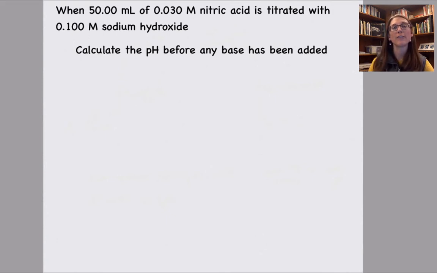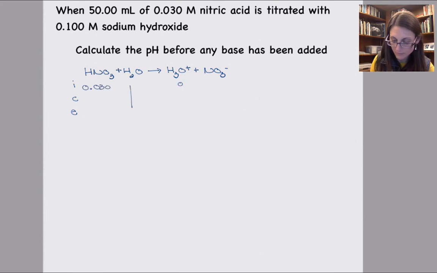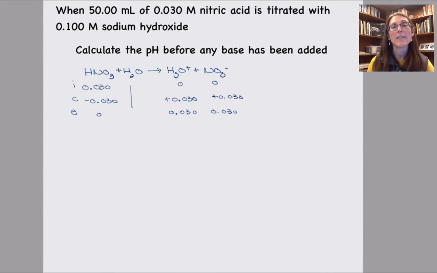If we have 50 milliliters of 0.3 molar nitric acid and we're titrating that with 0.1 molar sodium hydroxide, we can start by calculating the pH before any base has been added. At this point, we just have a 0.030 molar nitric acid solution. And since nitric acid is a strong acid, it dissociates completely. And that means that once the acid has dissociated, we'll have a concentration of hydronium ion that's 0.030 molar. We can calculate the pH from there. And so that pH is 1.52.